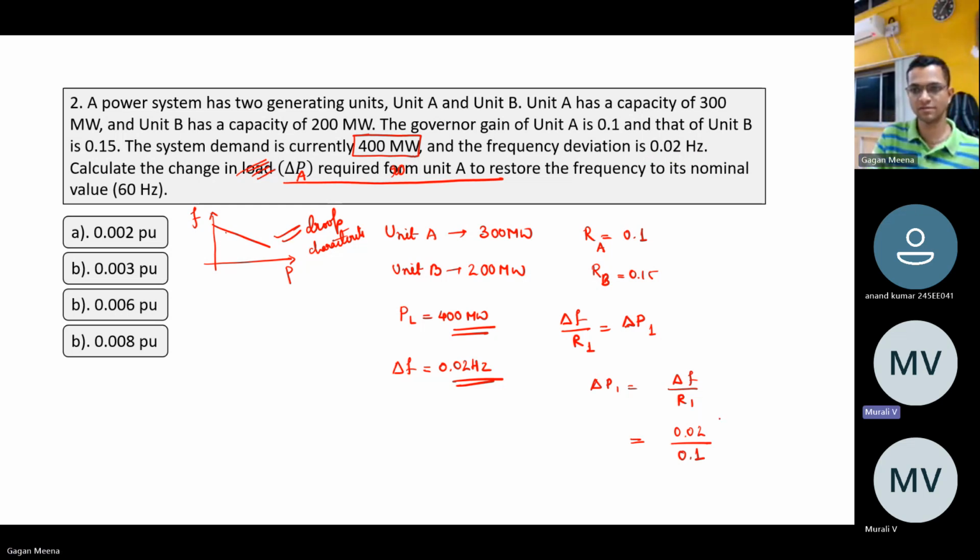Into 60. You are saying 0.2 by 60 means... 0.2 by 60. It is 0.0033. So B is the answer. Yes. Please correct.